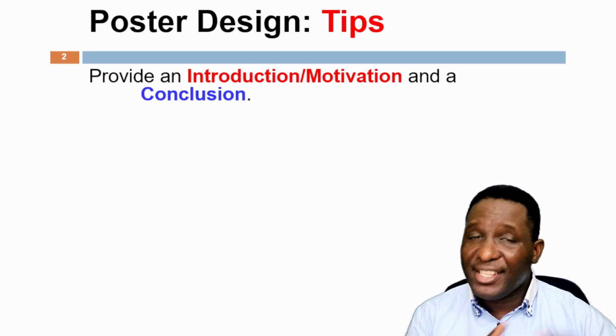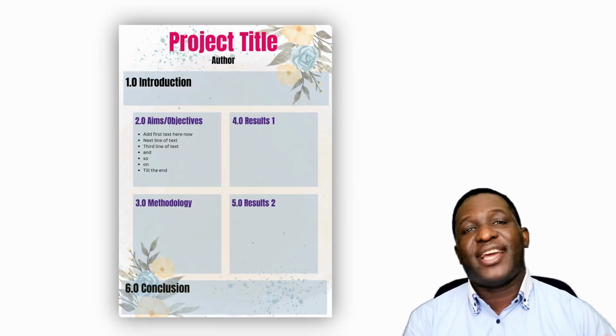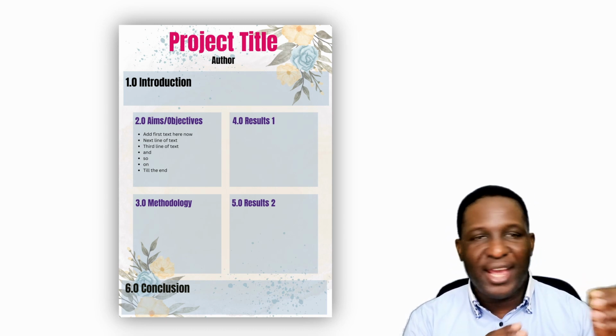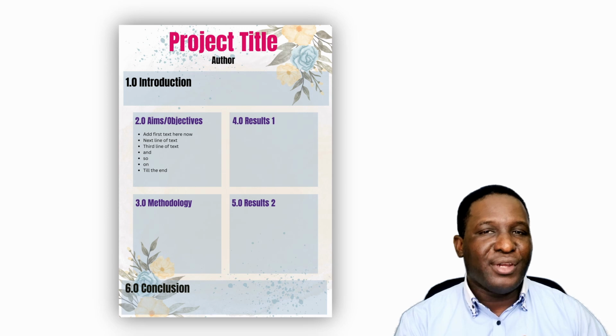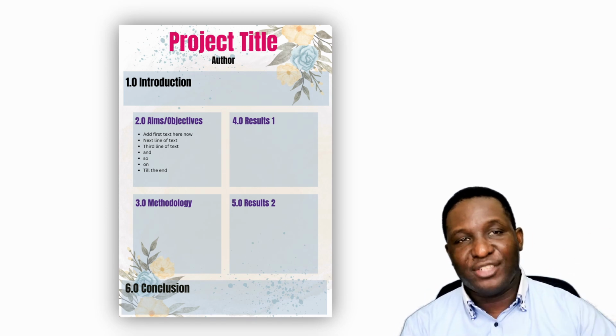Some tips that Stephen needs to really be aware of when he's thinking about his poster design is, first and foremost, he needs to structure it properly. So there will be an introduction, so motivation to the study. There has to also be a conclusion to the study. And in between that, you have also the aims, the objectives. You also have to have the implementation of the project and the key results. The essence of the poster is to present results.